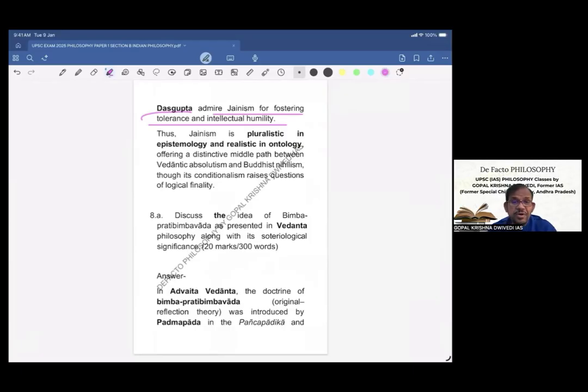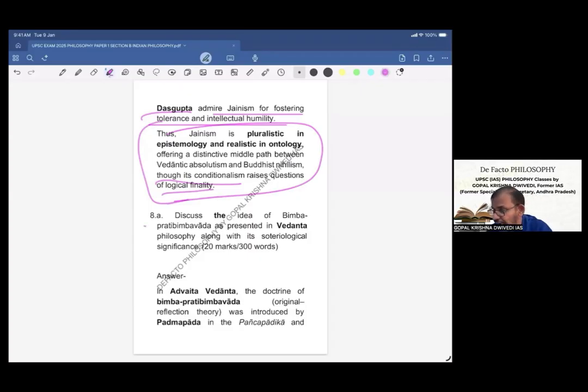Thus, Jainism is pluralistic in epistemology and realist in ontology, offering a distinctive middle path between Vedantic absolutism and Buddhist nihilism, though its conditionalism raises questions of logical finality. So this is a negative point also that has been mentioned. So in the conclusion, it's a balanced kind of conclusion. Besides positive points, a negative point briefly has also been mentioned.